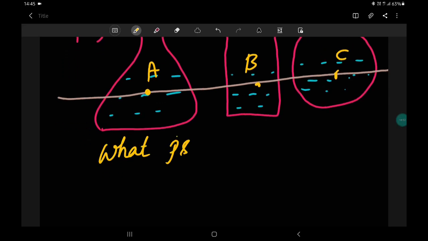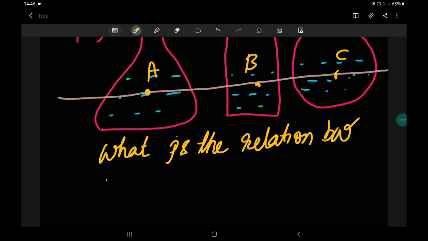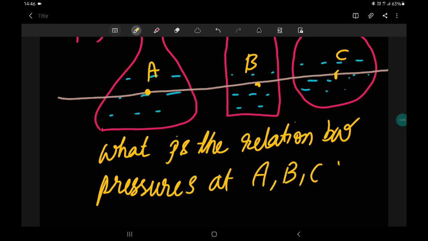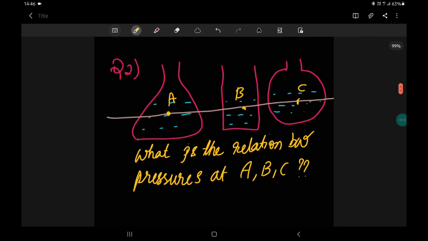What is the relation between pressures at A, B, C? This is the question for today's class, the second question. Don't tell me that this is not a straight line. Assume that it is a very straight line. So for these three vessels, what is the pressure relation between A, B, C? I want the answers in the live chat.